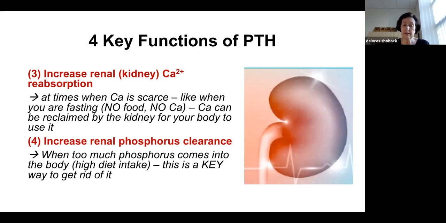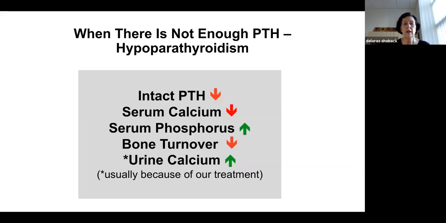And sometimes the intake is pretty high, and we don't want to put all that phosphorus in our bodies. We want to get rid of what our bodies don't need. So clearing phosphorus out of the body under the action of PTH is really important. So when there's not enough PTH, we get hypopara.